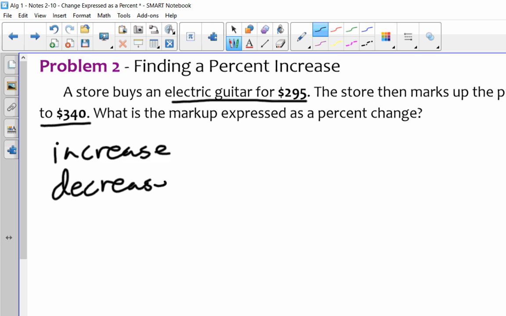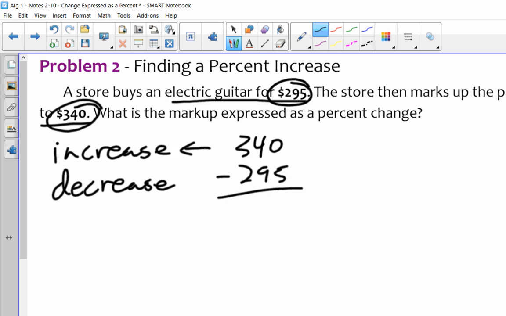And it's just simply looking at the prices. The price went up, so this part of my answer is an increase. I'm going to take the greater amount, 340, and subtract the lesser amount, 295, and that's going to get me a $45 difference in price.